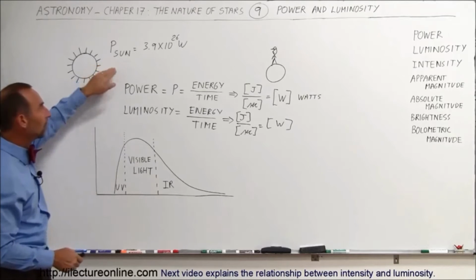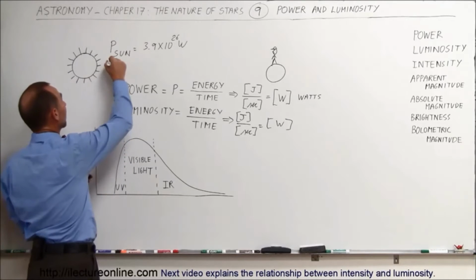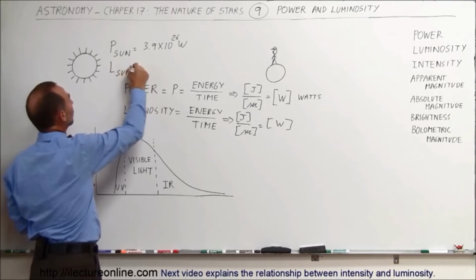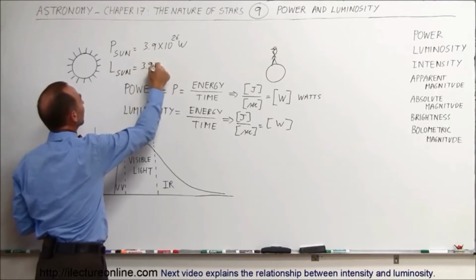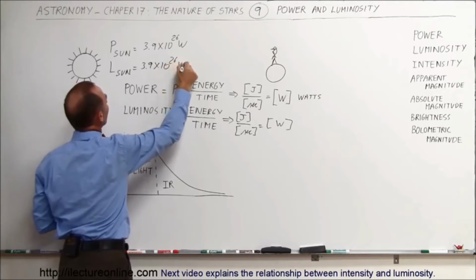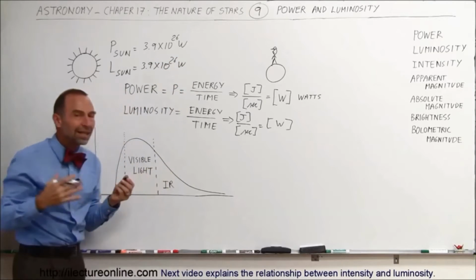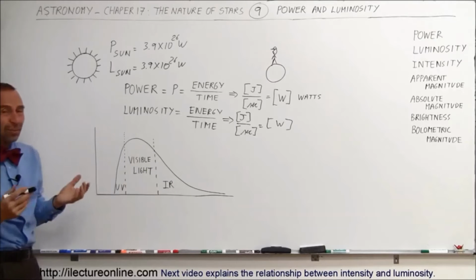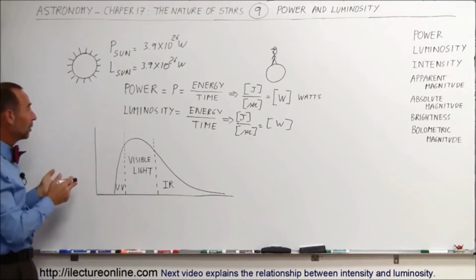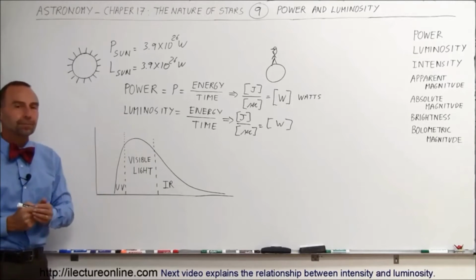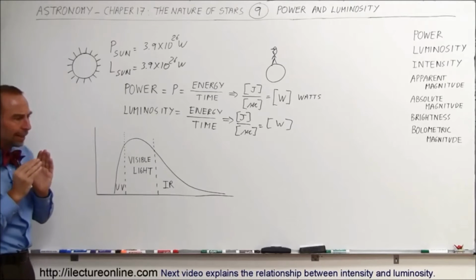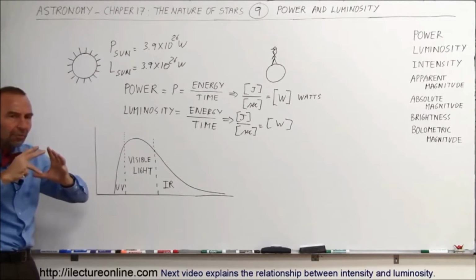So just as we talk about the power, we can also talk about the luminosity of the sun, which is equal to 3.9 times 10 to the 26 watts. And so you can see that it's really the exact same thing. Astronomy talks about luminosity, and in physics, we talk about power. It talks about how much energy an object puts out.